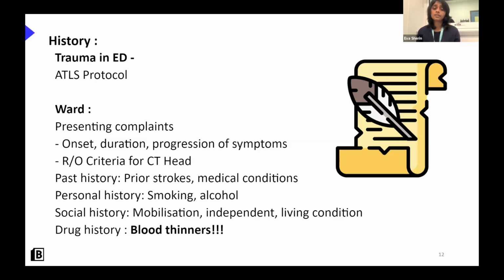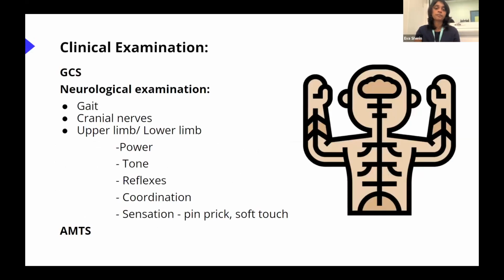And drug history, yes, if they've had previous strokes or previous heart conditions, then definitely look into blood thinners, because the chances of them taking blood thinners is really, really high. And especially old people on blood thinners, the chances of getting a chronic subdural without any trauma is very, very high. So you will always have to ask for blood thinners if they're taking in their history.